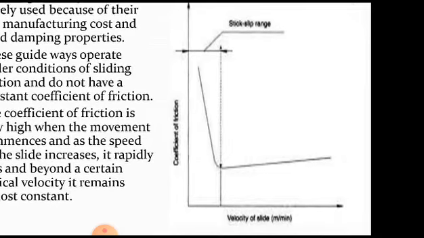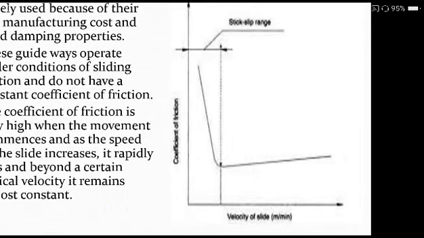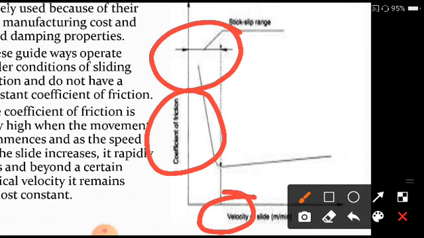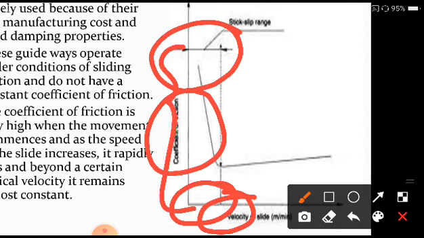So how they have studied, I am explaining here in brief. The y-axis is considered as the coefficient of friction and the x-axis is considered the velocity of the slide. As you are going to see in this particular area, even though there is some movement of the slide, you are going to have maximum friction at the beginning.